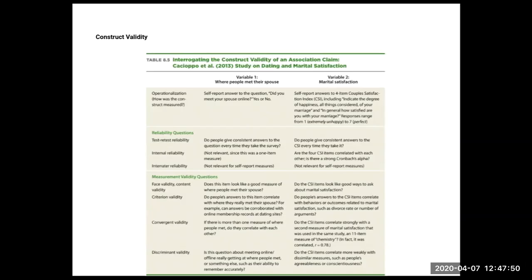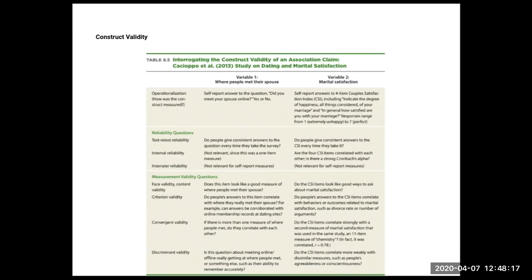When we're looking at reliability, just a reminder, we have test-retest, internal, and inter-rater reliability. So do people give consistent answers to the question every time they take the survey? Hopefully the answer would be yes, but I guess it depends on the point in your marriage. For marital satisfaction, do people give consistent answers to the CSI every time they take it? If you're taking it in the same time frame, probably.